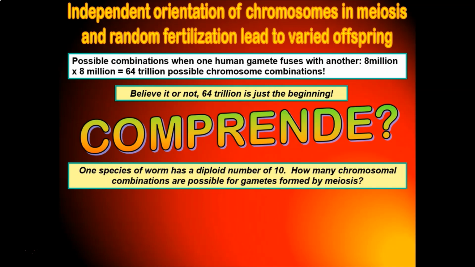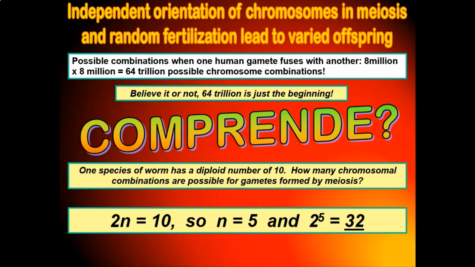So what you should be thinking right now is if the diploid number is 10, that means the haploid number is 5. And that means 2 to the 5th power. So 2 times 2 is 4, times 2 is 8, times 2 is 16, times 2 is 32. Okay, so hopefully that one made sense to you. Now we understand independent orientation and hopefully random fertilization.